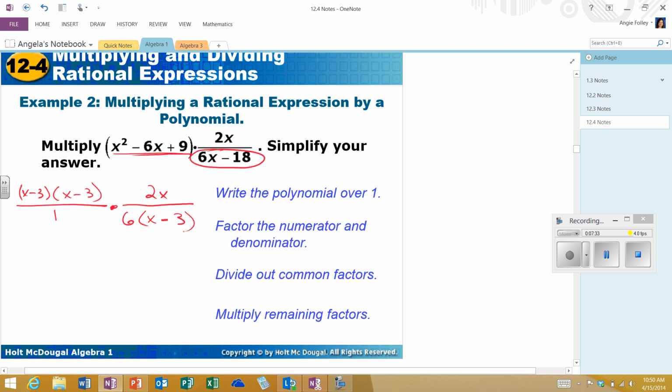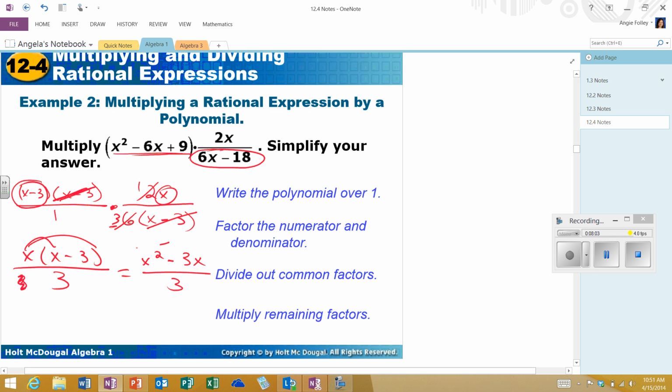All right, before I go, I am going to cancel that x minus 3 with that x minus 3. I've still got 1 left. And I'm going to cancel this 2 with this 6, so 1 and 3. So now I have an x times x minus 3, because I've got an x here, over, I've got a 3 on the bottom. Sorry, let's just write the 3 in the middle. All right. You could leave it like this, or you could distribute back, so we get x squared minus 3x all over 3. And you're done.